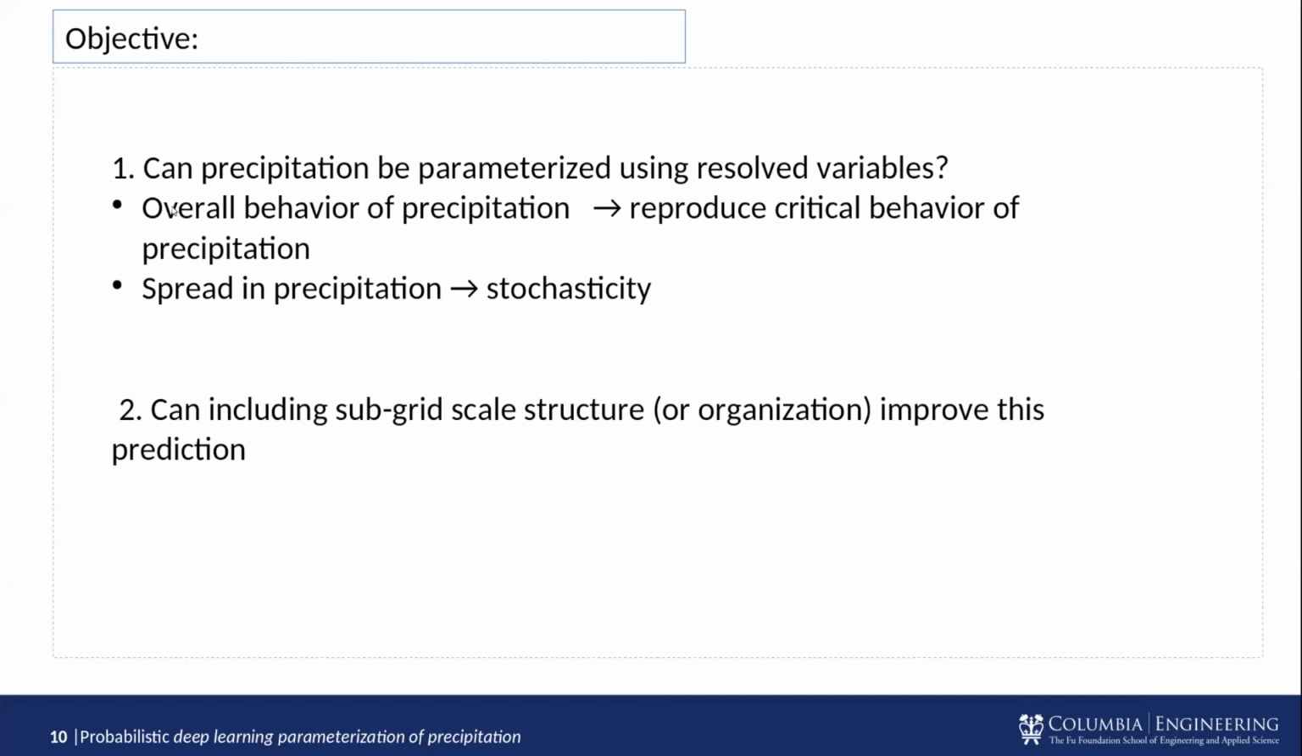So then we have two objectives. We want to see how much we can predict precipitation using only resolved variables. Could we reproduce this overall behavior of precipitation that we saw, the critical behavior versus precipitable water, and then how much of the spread that we see we can predict. And then the second part, we want to see if including subgrid scale structure can improve the prediction.